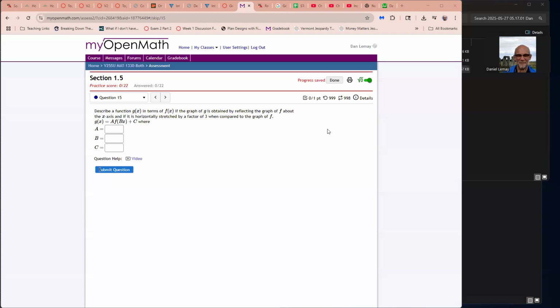Okay, so how we deal with these transformations in section 5 is you have to think: a times f of b times x minus h, plus k. So that's the vertical up-down shift, that's the left-right shift. This determines the horizontal, whether it's been reflected around the y-axis or stretched or compressed horizontally, and that's the vertical stretch or compression. And if that's negative, it gets reflected around the x-axis.